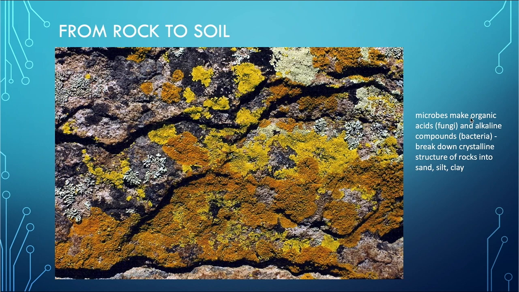So it is microbes that make organic acids. Fungi, for example, make organic acids, and alkaline compounds are produced by bacteria, and the enzymes are also alkaline and acidic, that actually break down the crystalline structure of rocks into sand, silt, and clay.